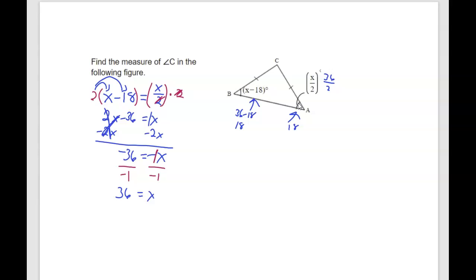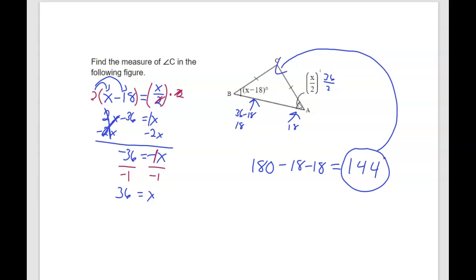I just discussed angles of a triangle have to measure up to what? 180. So if I subtract 18 and 18, 180 minus 18 minus another 18 will leave me with 144. And that is what this angle has to equal up to.